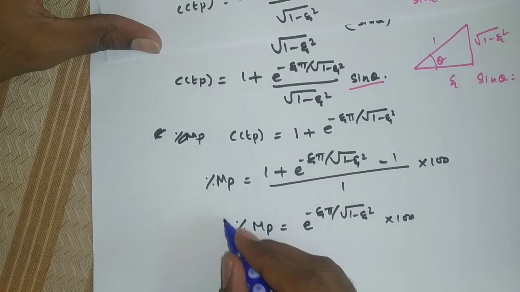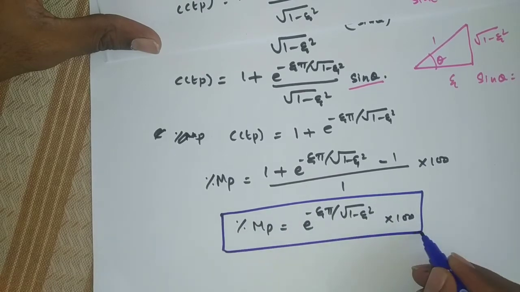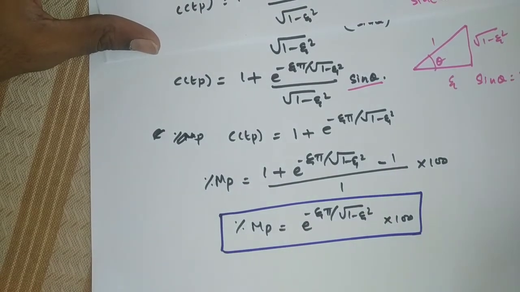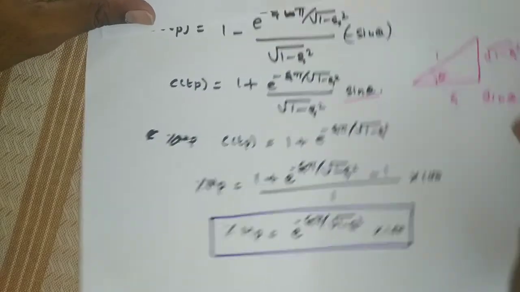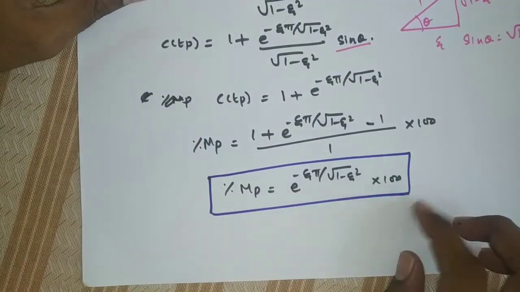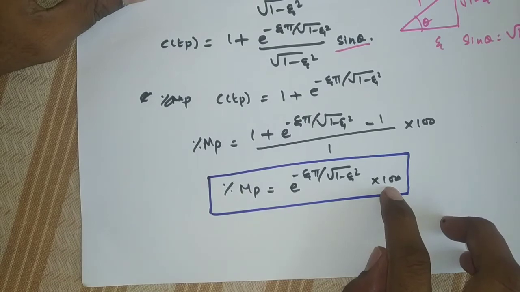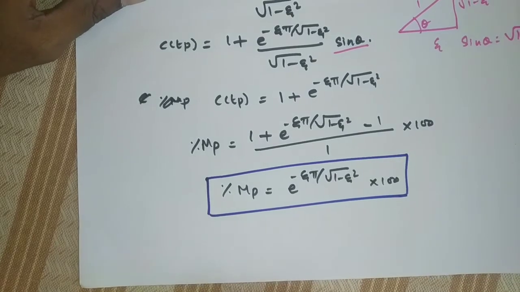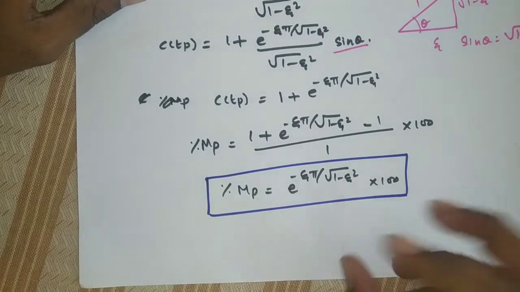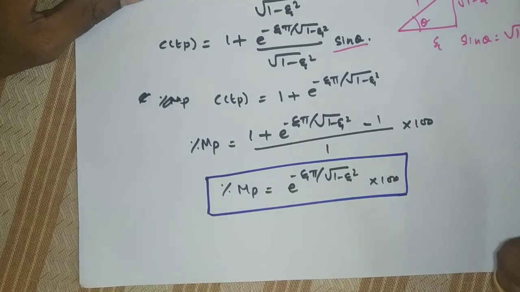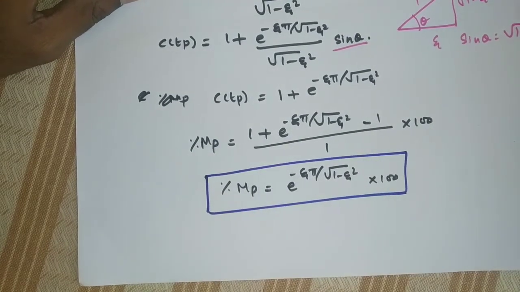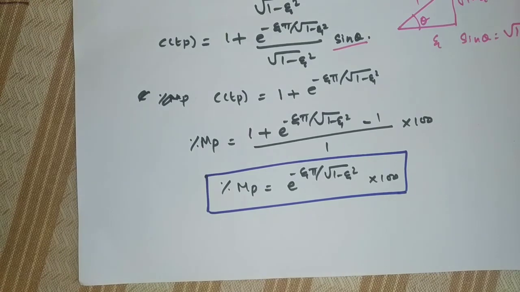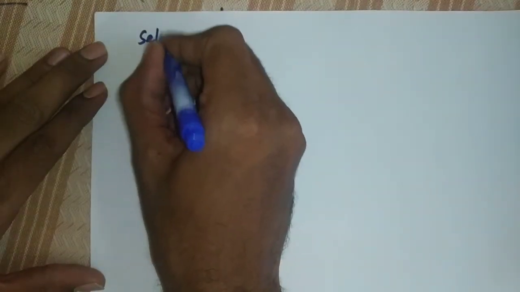This is the expression we are getting for the value of peak overshoot. The unit is percentage, because we are multiplying the whole term with 100. So the unit for this particular peak overshoot is percentage: it is a particular percentage of the final value the system is producing. Now we are going to derive the expression for settling time.